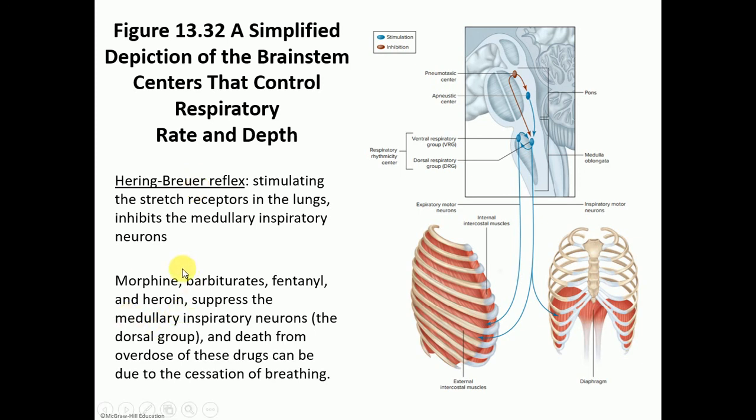Things like morphine, barbiturates, fentanyl, and heroin are going to suppress the medullary inspiratory neurons, and that can lead to death due to overdose by these medications because of the stoppage or cessation of breathing.